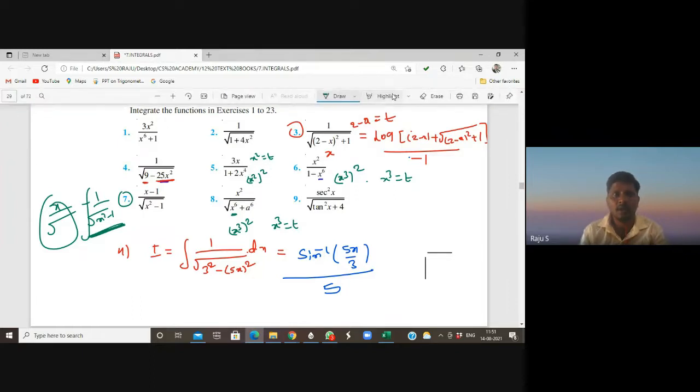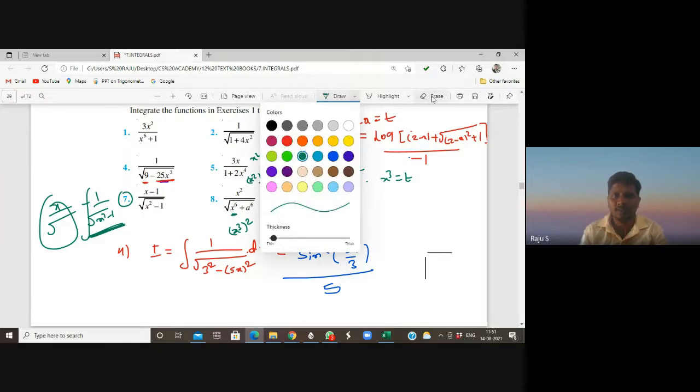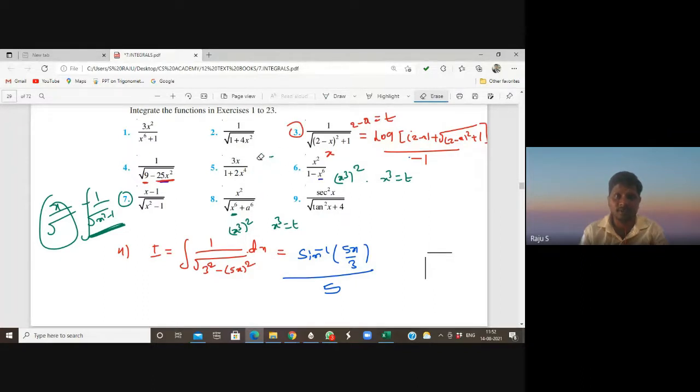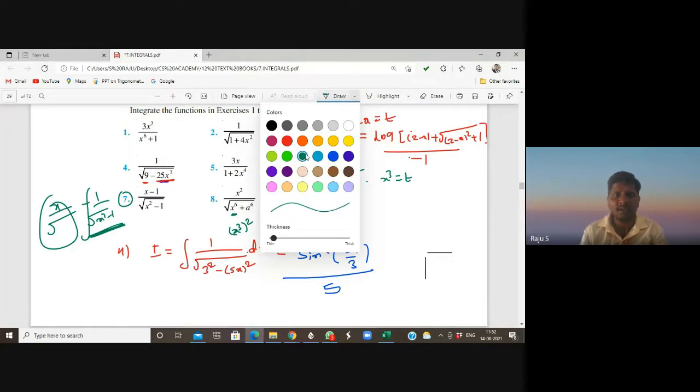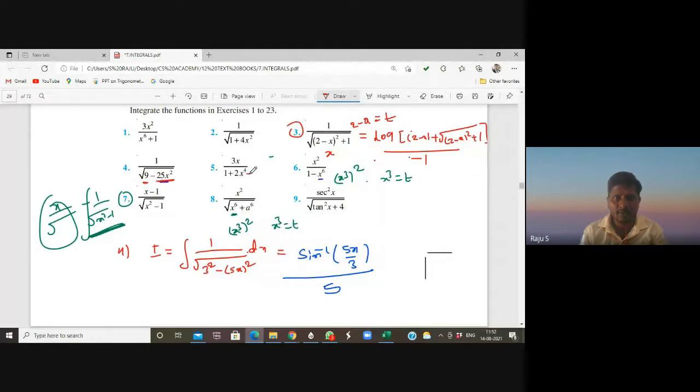Sometimes you may not know: x power 4, we can write as x square whole square. We require standard form, no? So x power 4 can directly be taken as t square. X power 6 is equal to t square, nothing but x cube is equal to t square. Because in all the standard forms, x square is there.